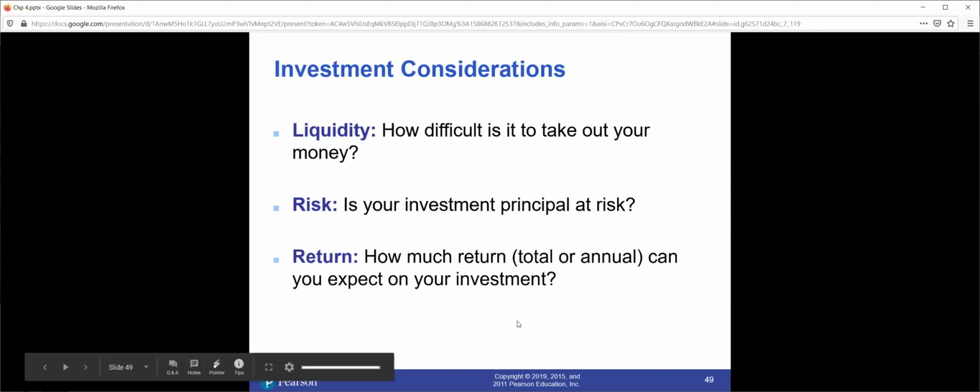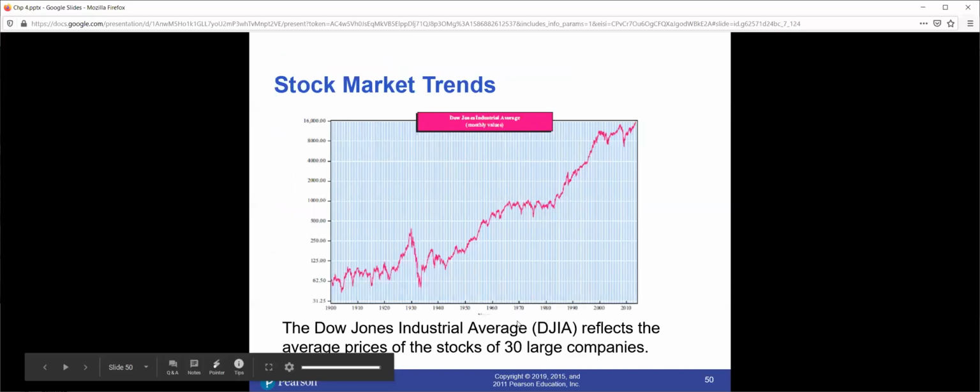All three of these are important to consider, return being just the pure money, risk being how confident you are in your return being positive, and liquidity being if I want to sell my stock, how easily, or if I want to profit off my investment, how easy is it for me to do that?